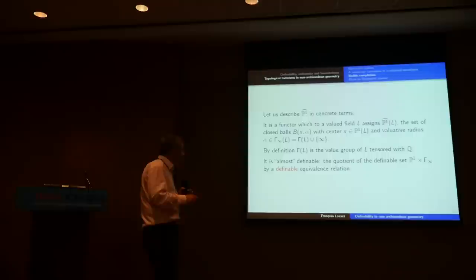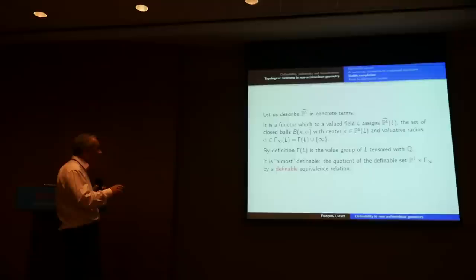So it's a nice set, a set of balls, described by letting x and alpha vary. But of course, for a given alpha, different points x may give rise to the same closed ball. So it's a quotient of the set of the line times gamma infinity by some definable equivalence relation, which just says that two points belong to the same closed ball.